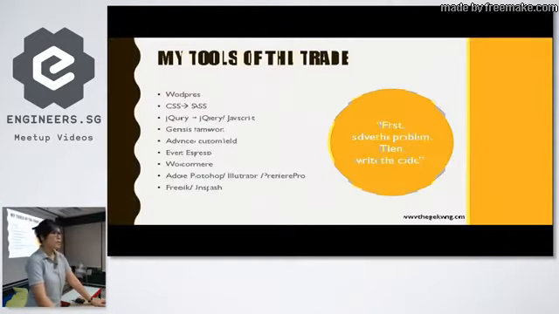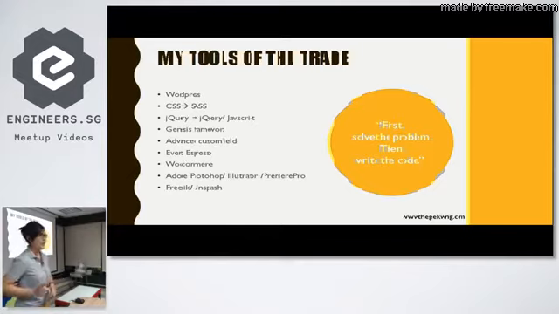So these are my tools of the trade which I use. I usually have a boilerplate where I just reuse it over and over and over again. So the websites that you saw just now, I have a set of code where I just edit according to what my clients need. Initially it was really just WordPress and jQuery.